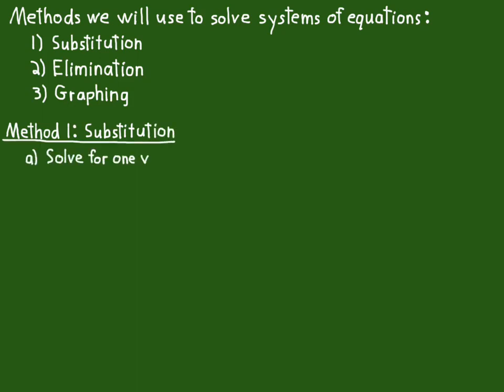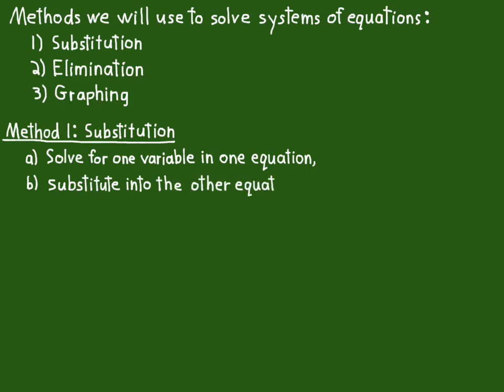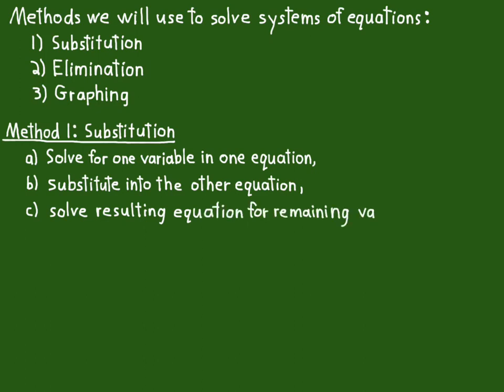So first you solve for one variable in one equation. So you pick one of the equations, solve for one of the variables, and then you substitute. Using that equation, you substitute into the other equation or equations. Could be more than one equation. Then you solve the resulting equations for remaining variables. And you may have to repeat A and B again if there's like 3 variables or 4 variables, etc.